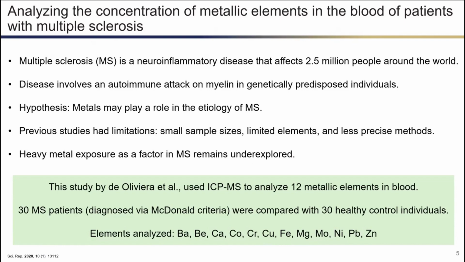The elements that were analyzed are barium, beryllium, calcium, cobalt, chromium, copper, iron, magnesium, molybdenum, nickel, lead, and zinc. Blood samples were used for this study. They were freeze-dried, microwave digested, and reconstituted for analysis using the ICP-MS.